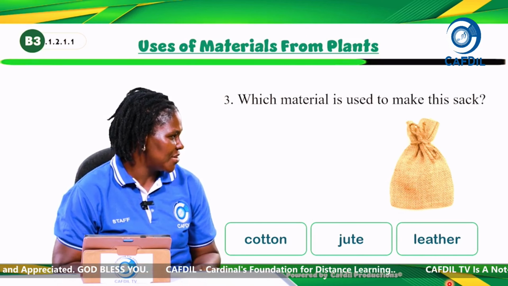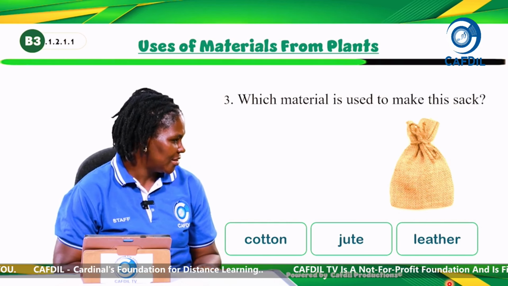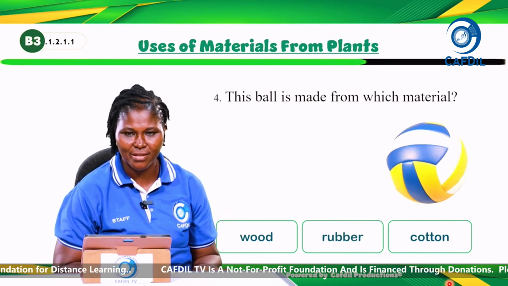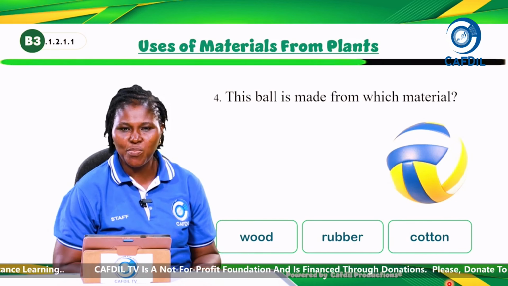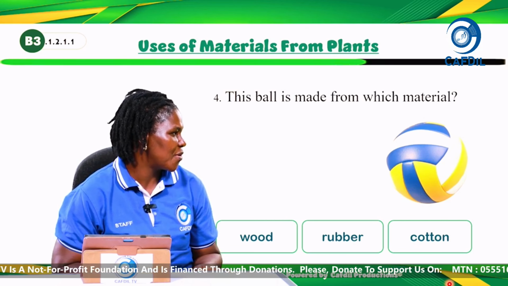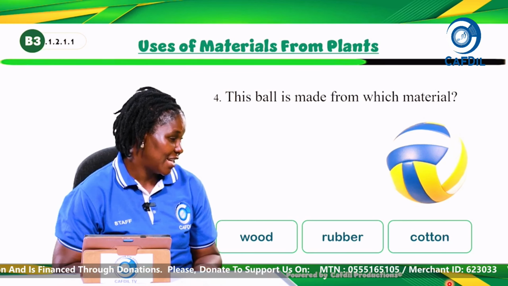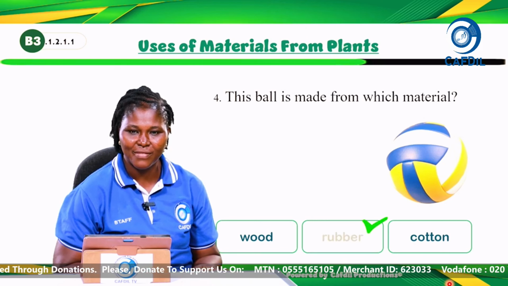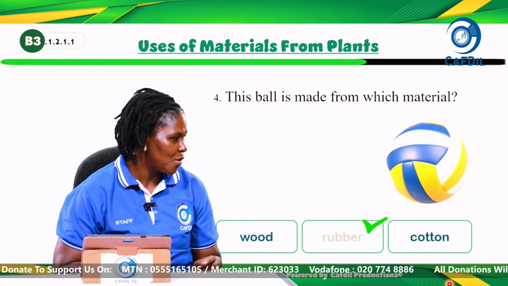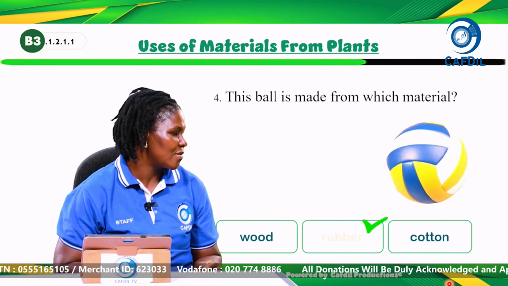Number 3, which material is used to make the sack? We have cotton, jute, and leather. And it is jute. Good. Number 4. This ball is made from which material? We have wood, rubber, and cotton. It is rubber. Rubber, the one the footballers use. It's not the one you use in the house. That one is plastic and this one is rubber.